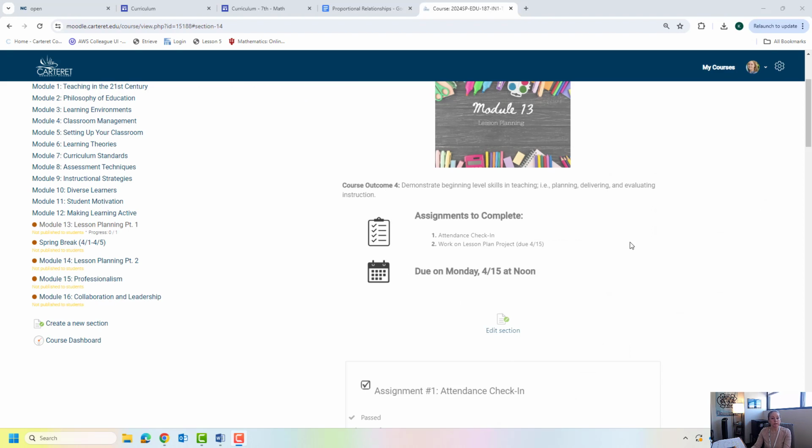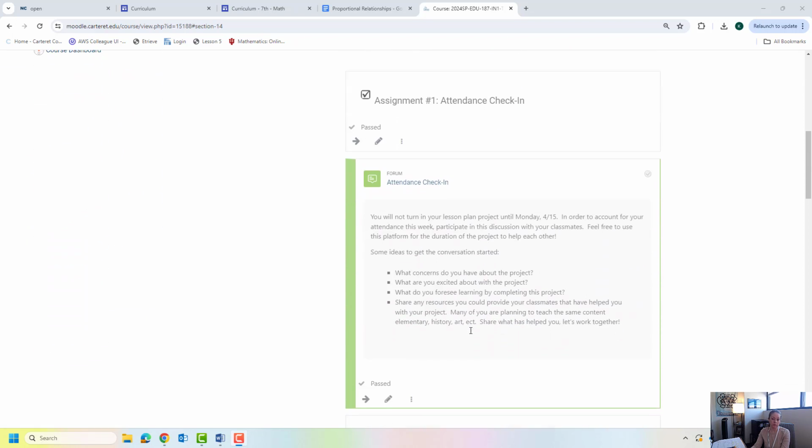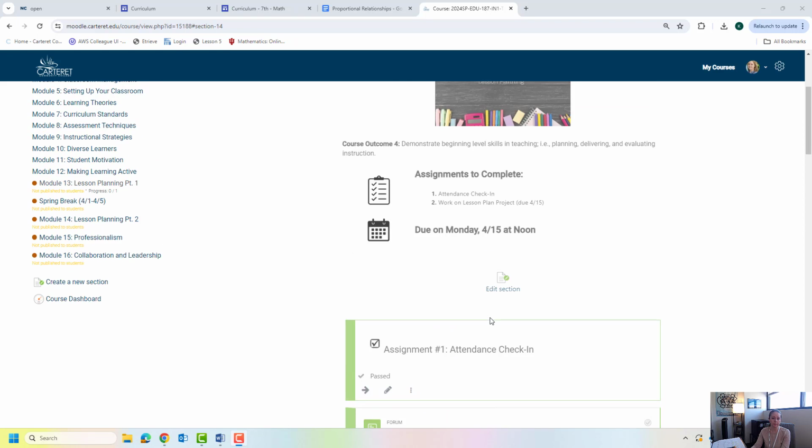So this project is going to span over the course of 3 weeks. It is a huge project. I realize that. That is why it's 30% of your grade, and that's why we're going to spend 3 weeks on it. So this week, all you have to do is an attendance check-in. So after you read over the project, I want you to just check in with me. Tell me if you have any concerns. Are you excited about something? What do you foresee learning? Share any resources. A lot of you are teaching the same subject area. So work together on this. 2 heads are better than 1. So share resources with each other.